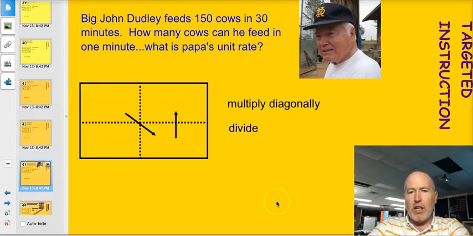Big John Dudley feeds 150 cows in 30 minutes. How many cows can he feed in 1 minute? Or what's Papa's unit rate? Pause it and try it.